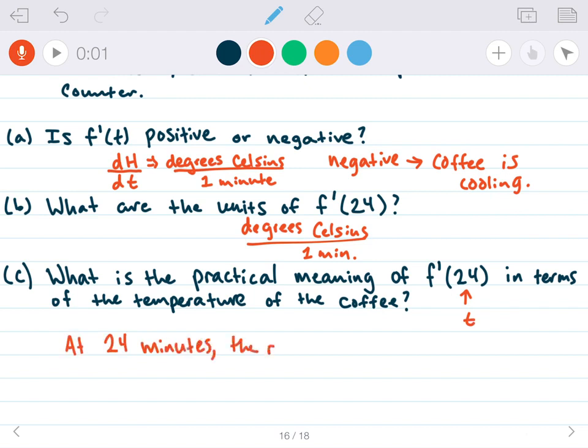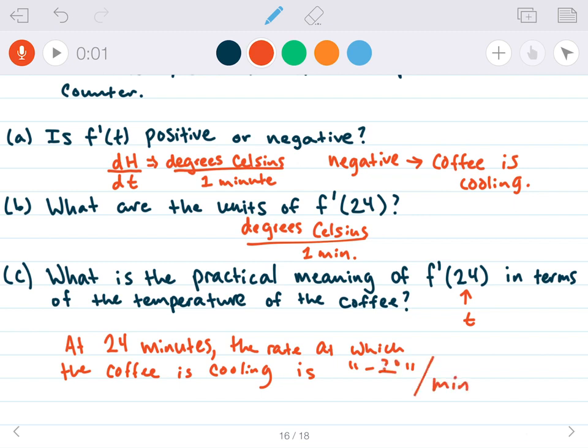the rate at which the beverage, the coffee, is cooling, well, we don't know. It's going to be some negative degree per minute. Some negative degree per minute. Okay.